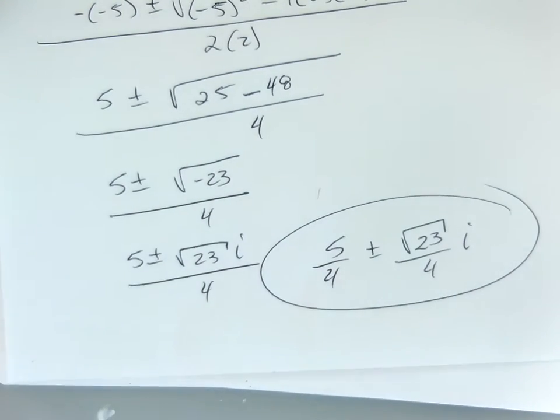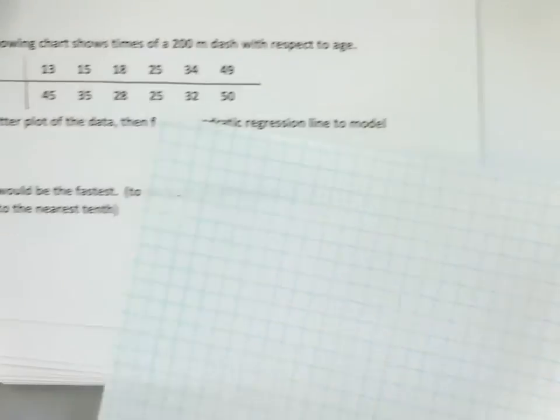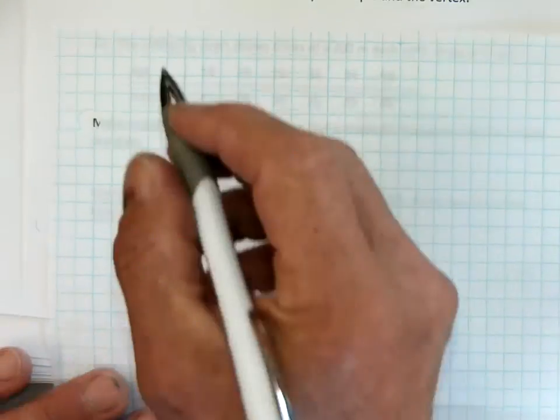Okay, piece of graph paper. Let me get a piece of graph paper out for this next one. All right, number 9. All right, here we go. We're gonna get this done.